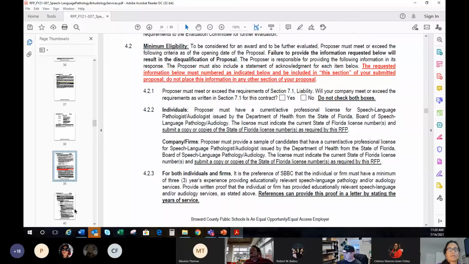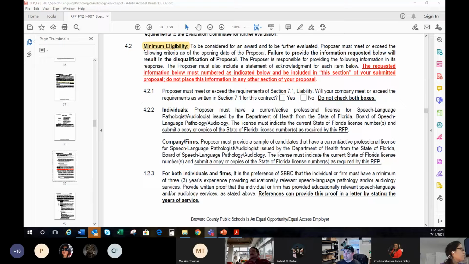The proposer is responsible for providing the following information in its response. The proposer must also include a statement of acknowledgement for each item below. I've had this happen in different proposals, where some of this information is somewhere else in the proposal. I don't want to have to, as a purchasing agent, look for this information and decide, is this part of the minimum eligibility? We want you to follow this exact format.